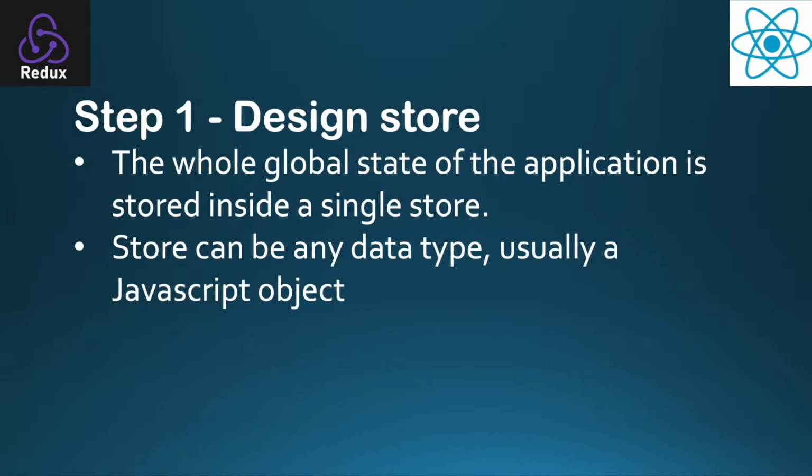Step 1 is design the store. The whole state of the application is stored inside a single store. So this is very important. In typical React applications, we have state within different components. In Redux, the whole state of the application is stored within one single central store. The store can be any data type, but usually it's a JavaScript object. So the whole state of the application is stored within this JavaScript object.